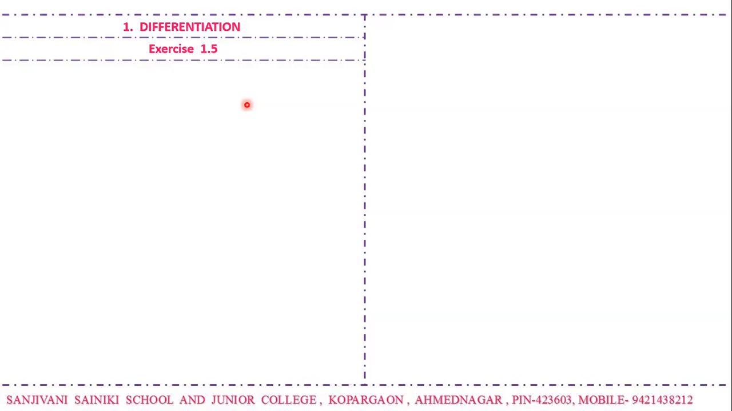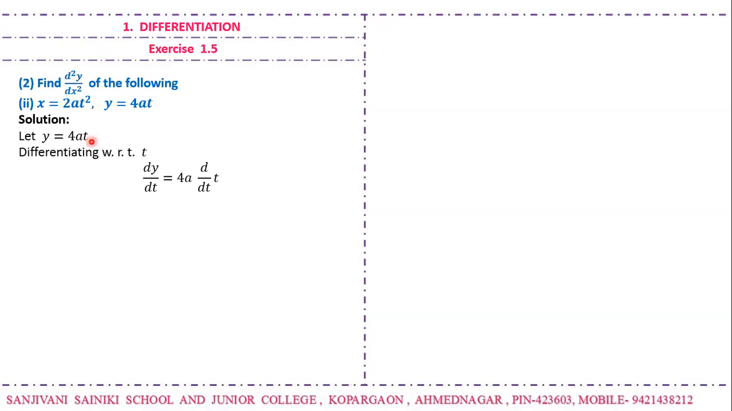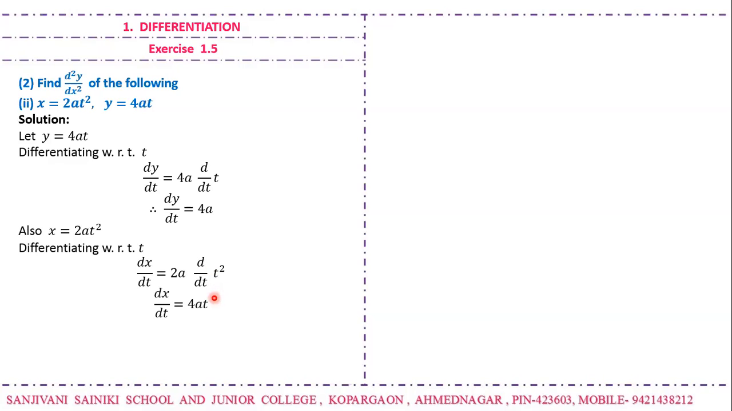Second order derivative. In this exercise, we are just finding the second order derivative of the given function. Now again, the same parametric functions are given, x in terms of t, y in terms of t. So t is the parameter. Take y is equal to 4at and differentiate with respect to t, we get 4a. Similarly, take x is equal to 2at square, differentiate with respect to t, you will get the derivative as 4at.